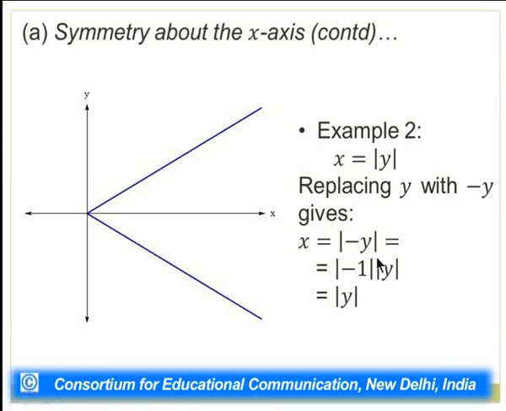So the mod of minus y is going to be mod minus 1 times mod y, and we know mod minus 1 is 1 itself. So this is going to give us mod y, and here we go. We see that the equation is still x equal to mod y when we replace y by minus y. So the equation remains unchanged, and here also we have symmetry about the x-axis.